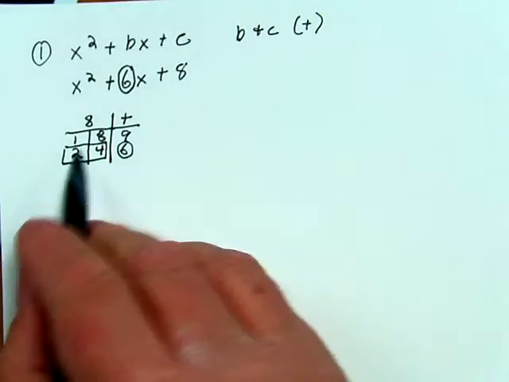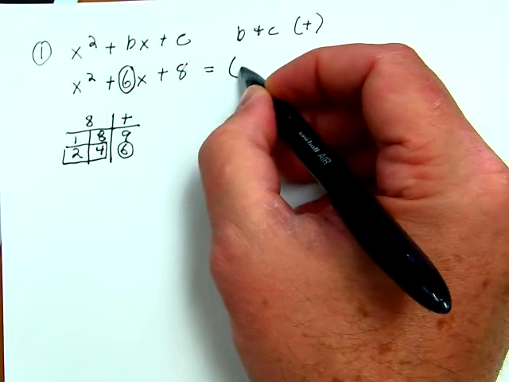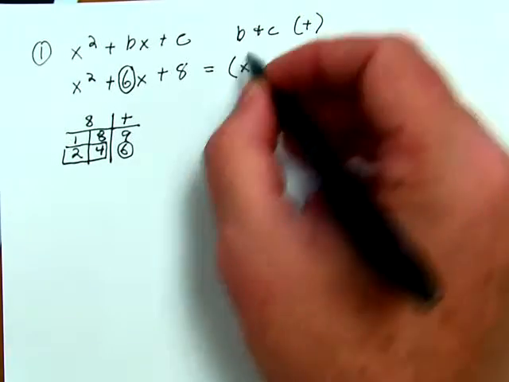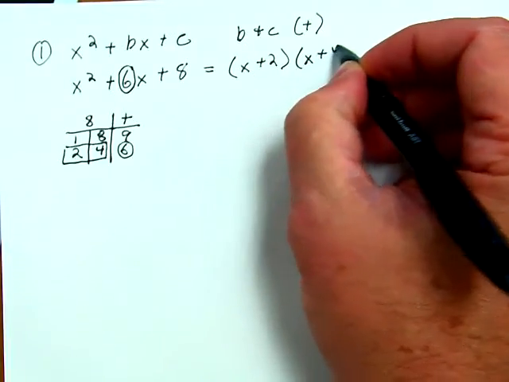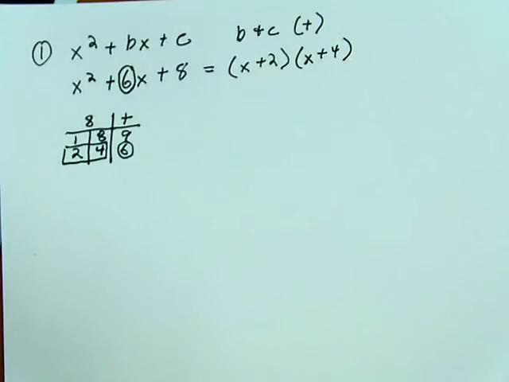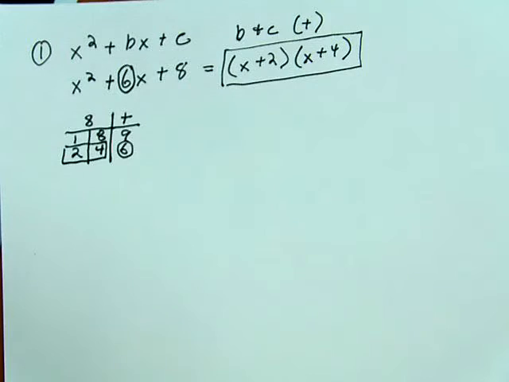And when I find that correct pair, I can then just say that this is factored out to x plus 2 and x plus 4. And that is the factoring of that problem.